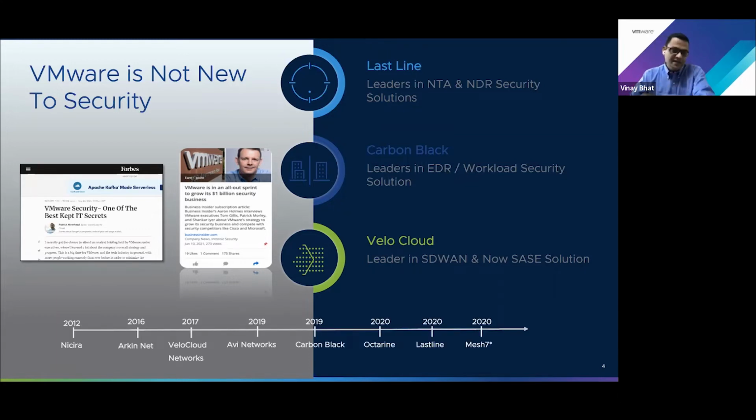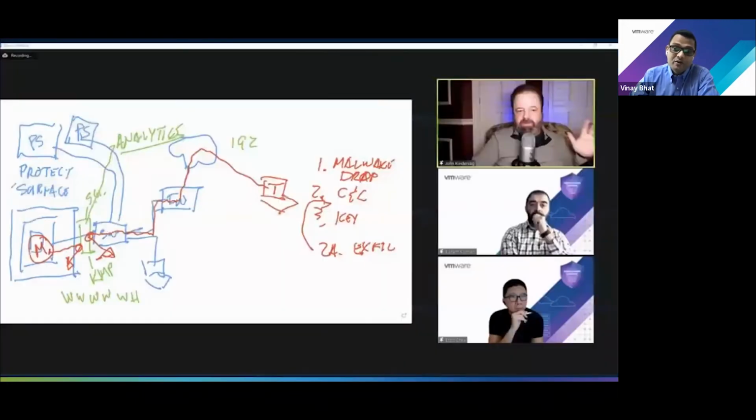Now, this is just a timeline of how these acquisitions have happened. And you realize that our security journey started in 2012, almost 10 years back. And the journey has been really successful because we've been delivering security since then into every infrastructure element that we've been giving to our customers.